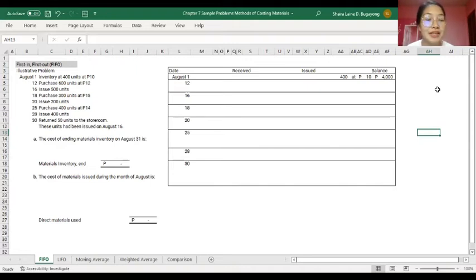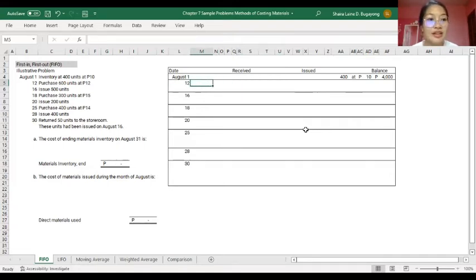Okay, so we have here a problem. So the dates and then transactions. Okay, so let's first try to use first in, first out. Okay, so for August 1, we have 400 units. So units and then it is at 10 pesos. So total ana is 4,000 pesos ang cost for the beginning nga inventory.